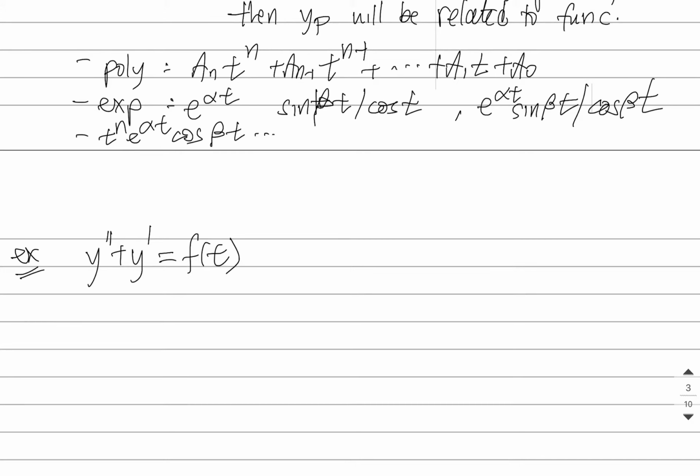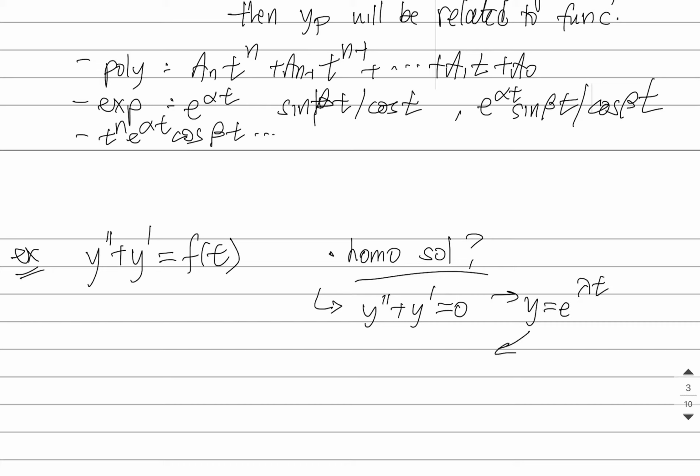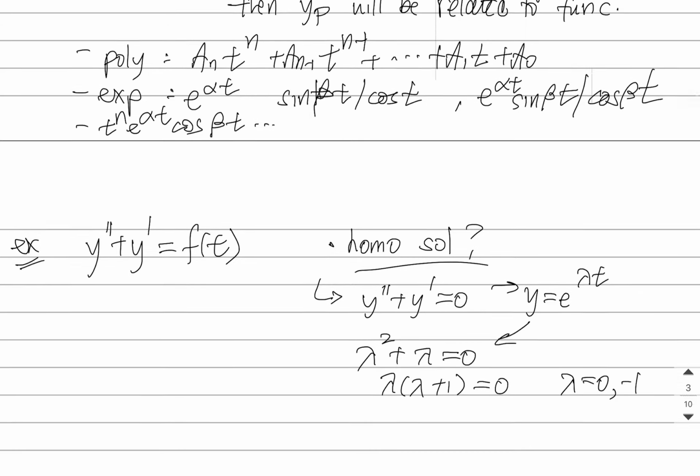So first of all, let's talk about this second order constant coefficient problem. The first thing we need to do is talk about the homogeneous solution, y double prime plus y prime is 0. We know that we should have e to the lambda t as our guess. When we plug this in, we're going to get a quadratic equation that looks like this. It's very straightforward to solve. Lambda is 0 and lambda is -1.